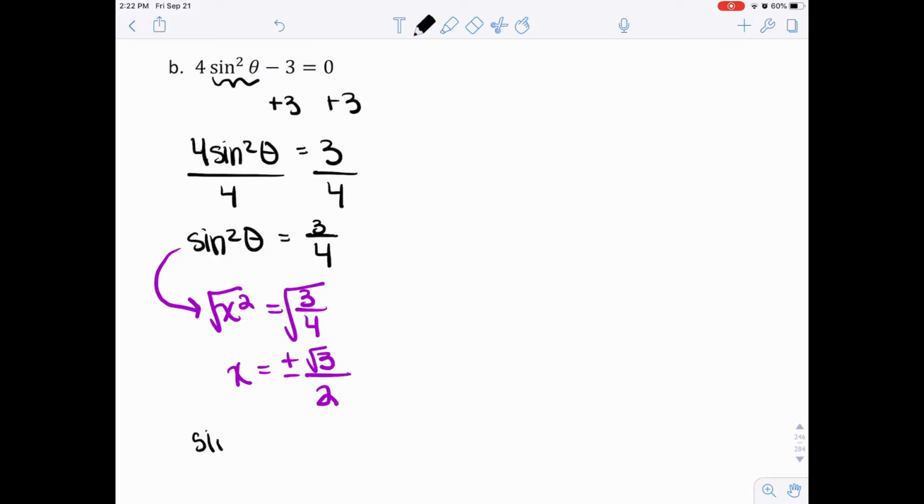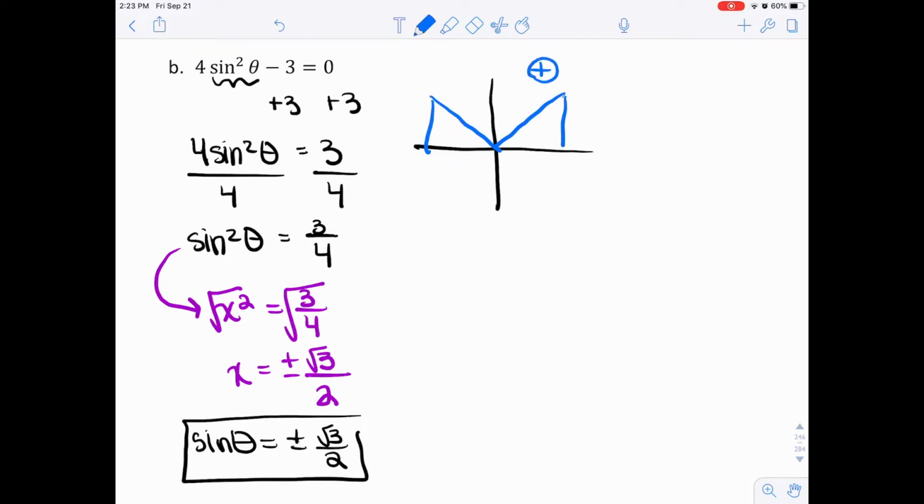So the trig equation that we want to solve is sine of theta is equal to plus or minus the square root of 3 over 2. If you want, you could separate this as two equations: when is sine of theta equal to positive square root of 3 over 2, and when is sine theta equal to negative square root of 3 over 2. I'll solve it all at the same time.